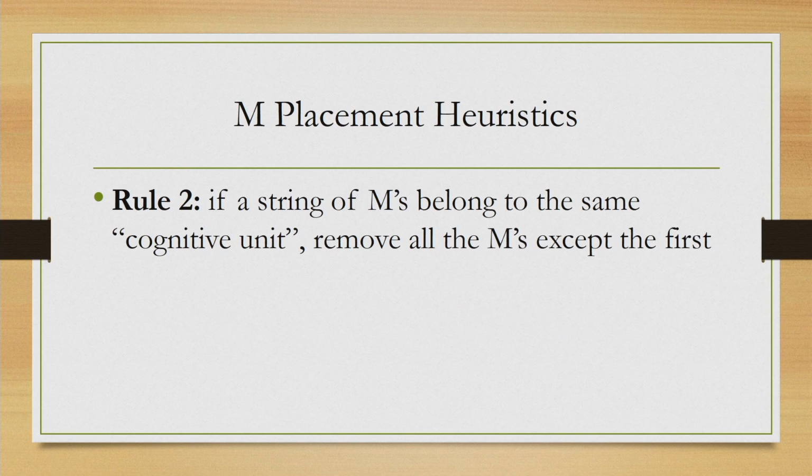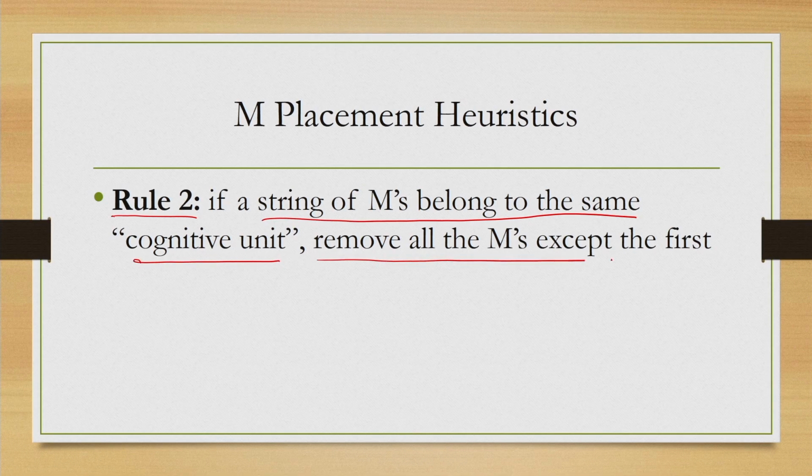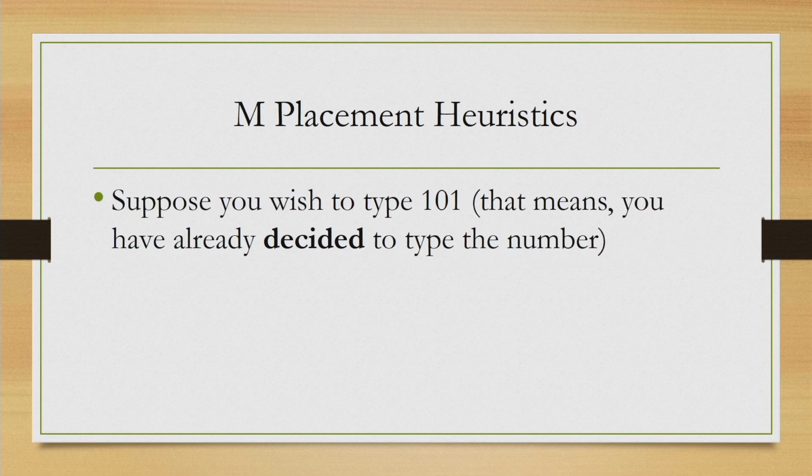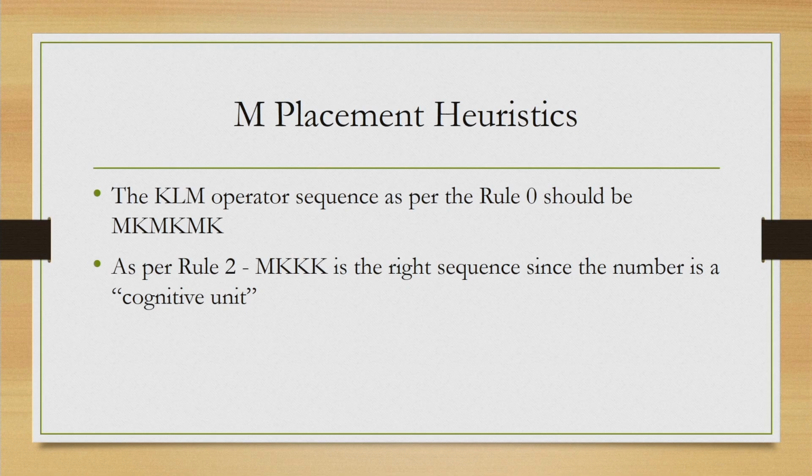Now, rule 2 says that if a string of M's belong to the same cognitive unit, then remove all the M's except the first. Let us see another example. Suppose you want to type 101. This is a number. Now, as per rule 0, since there are 3 K operators, ideally your operator sequence should be MK, MK, MK, 1 M before each K. But as per rule 2, it should be M, K, K, K, because the number is a cognitive unit.